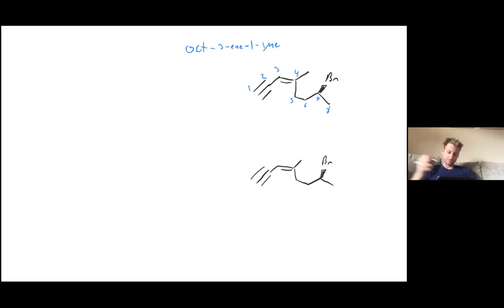We had a methyl group on 4. We have a bromo on 7. Our bromo needs to determine its chirality. So Br is our highest priority, followed by the left part of the chain, and then the right. Here, this is going counterclockwise. This should be S.